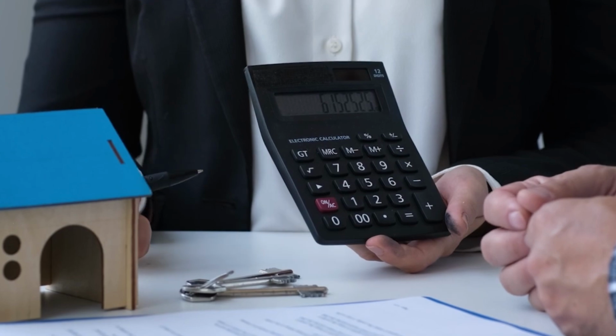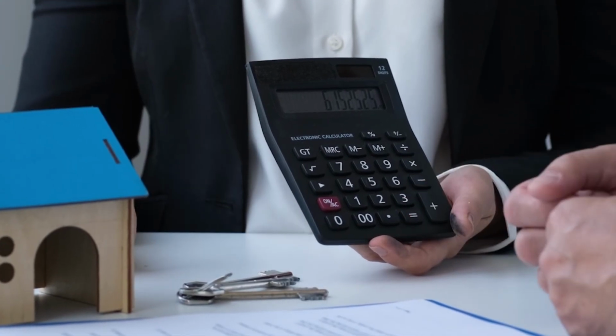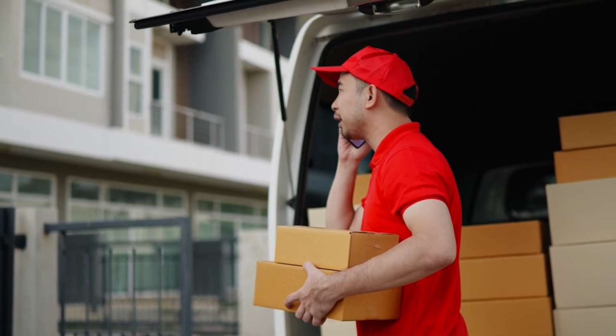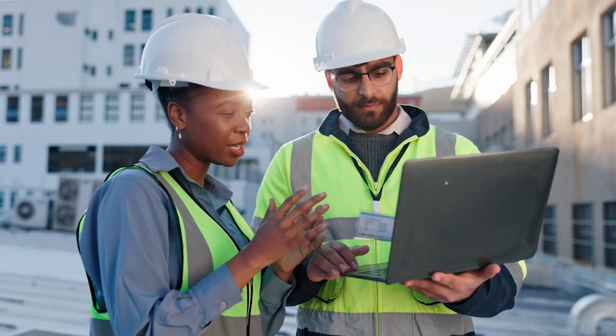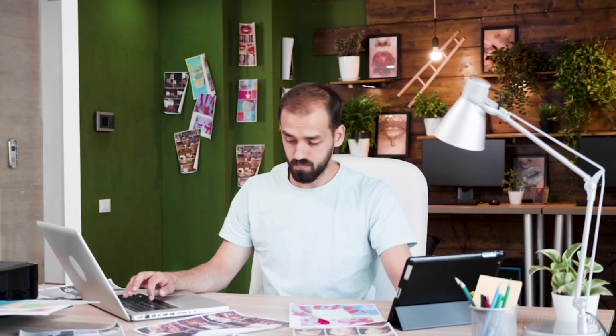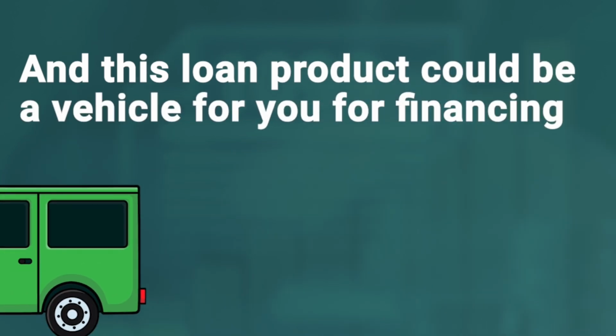You could be a real estate agent earning commissions. You still hang your license with another real estate brokerage, but they issue you a 1099 at the end of the year. A gig worker, delivery drivers, consultants, freelancers, small business owners, contractors and builders, creative professionals, digital entrepreneurs, social media influencers, anyone transitioning from a W-2 to now a 1099, you're considered self-employed, and this loan product could be a vehicle for you for financing.